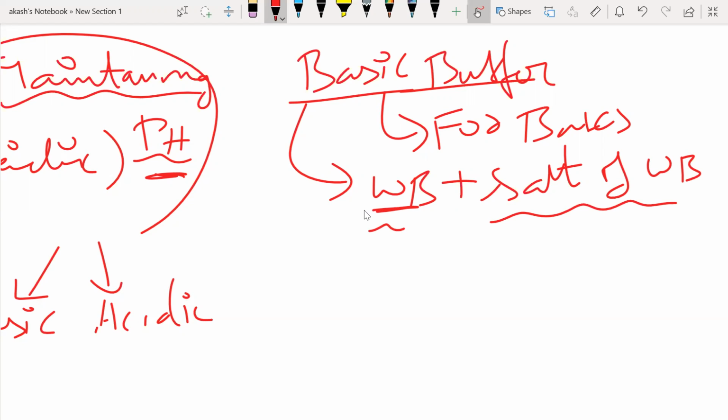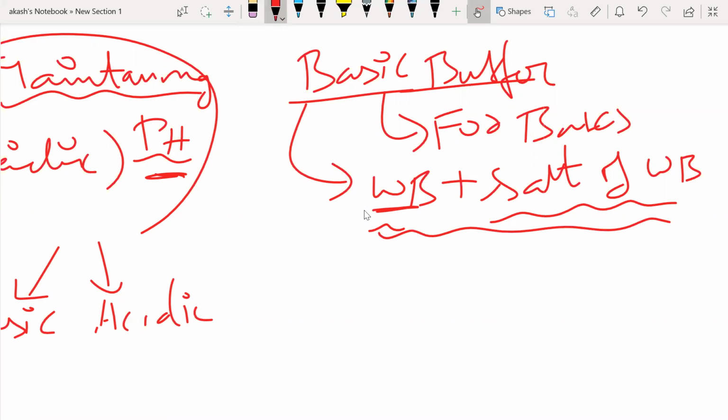There are derivations inside, mathematical equations there. But I'm going to give you the end result, how the pH and concentrations are connected. So, basic buffer. Okay, fine. So how do you calculate the pH? Before that, let us give you some examples.